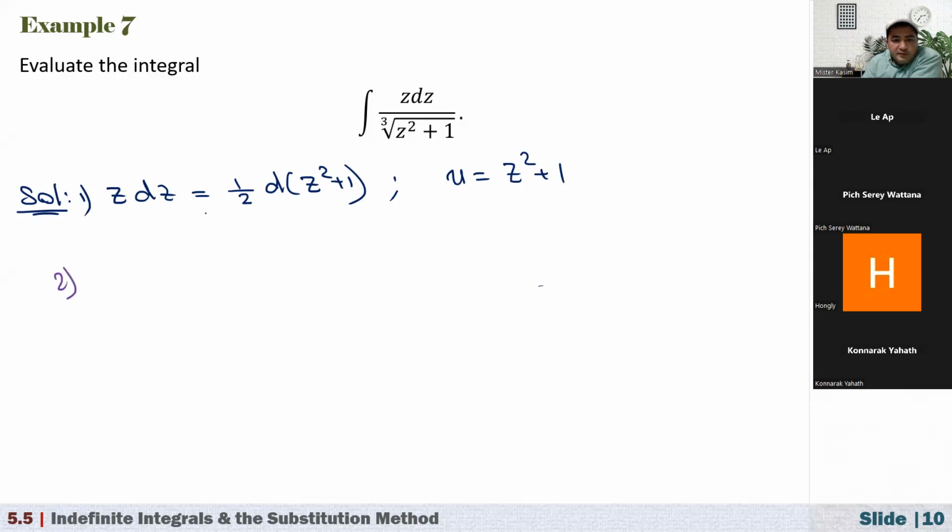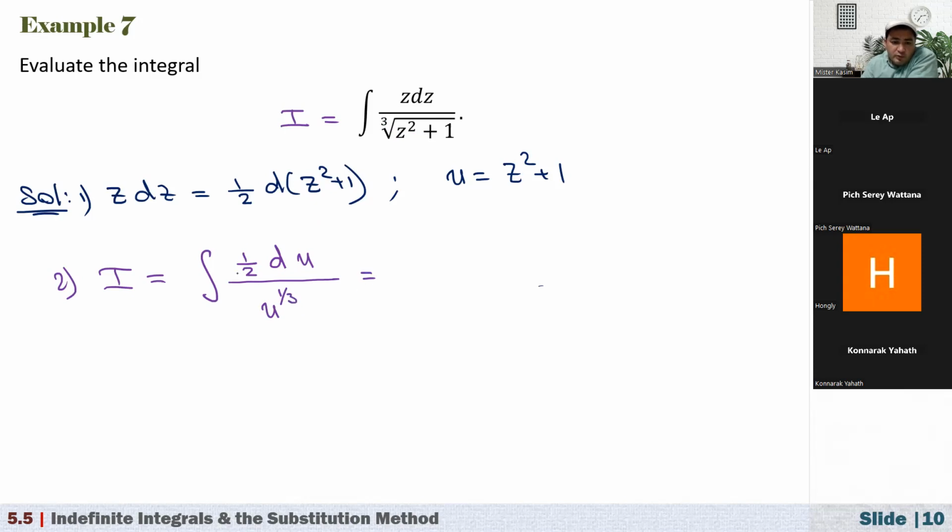Now in the second step, let's say this I is equal to the integral. What is z dz? That's equal to 1 over 2 d(z squared plus 1). What is z squared plus 1? That is u, and in the denominator we have the cube root of u, right? That's equal to u to the power of 1 over 3.